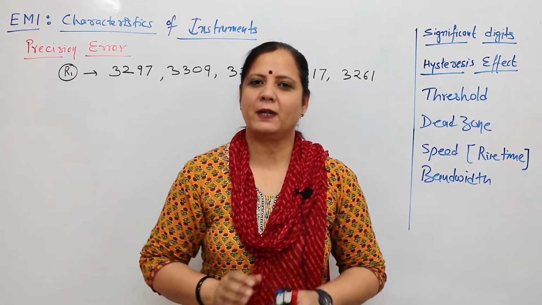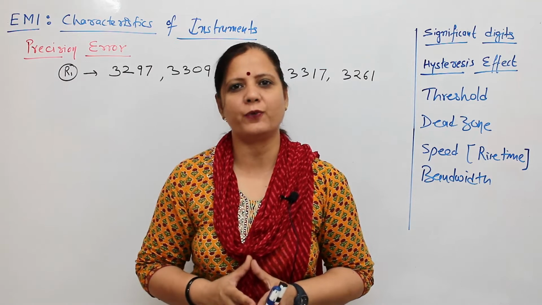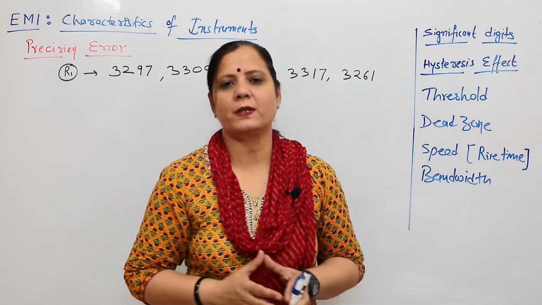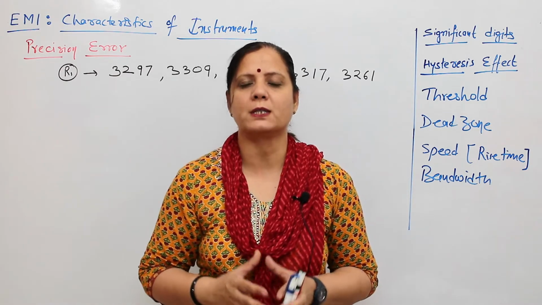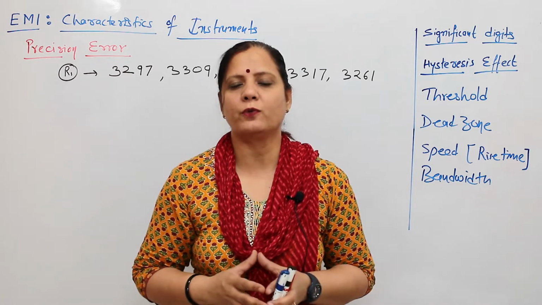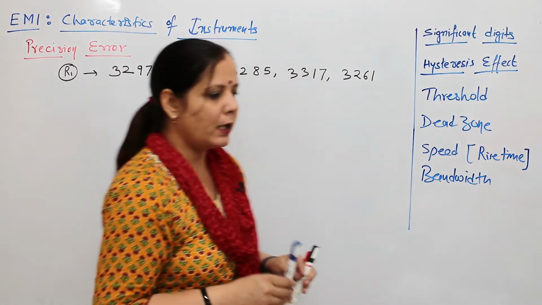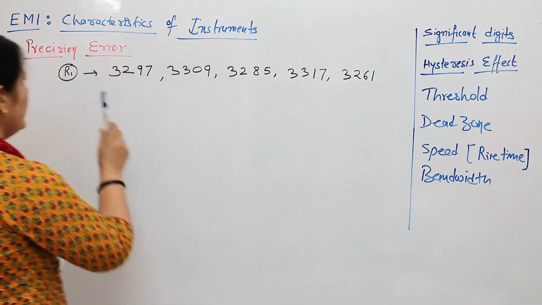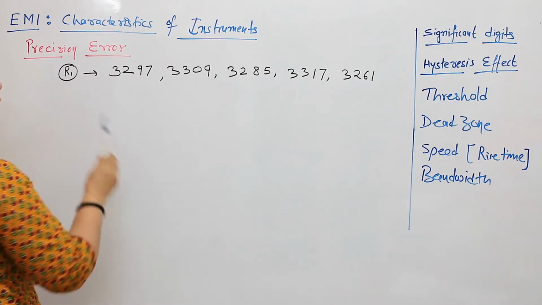Hello students, welcome again. In today's video we will continue our discussion about the different characteristics of an instrument. In our previous lecture we discussed that precision is the conformity of the readings when we go for multiple measurements of the same quantity. In our last video we discussed an example and we measured the same resistance R1 5 times.